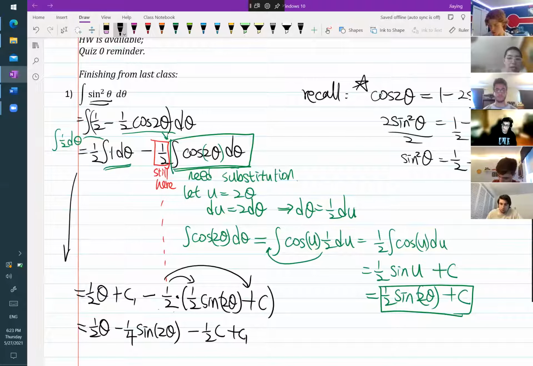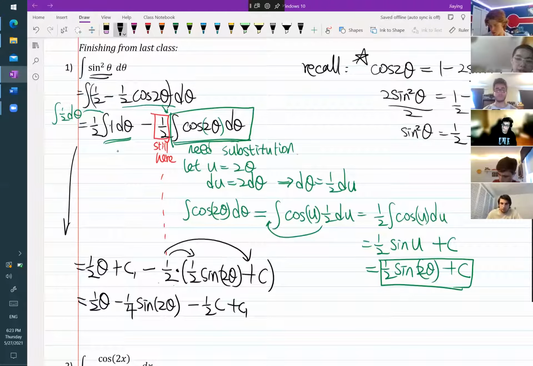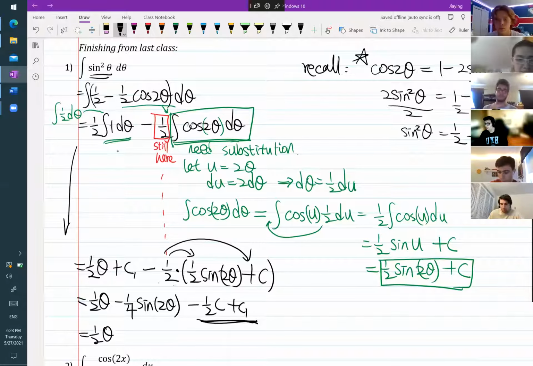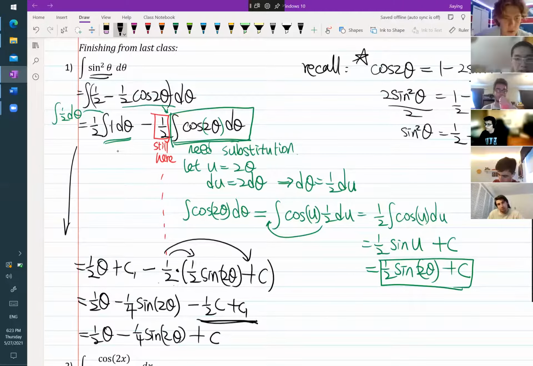Okay. So at this point, I want to show you, it doesn't matter what c and c1 are, right? Those are constants. So if you multiply them with numbers and add them together, you still end up with constants. So we're just going to rewrite these terms with c and c1 as just a constant c. So we just write 1/2 theta minus 1/4 sine 2 theta plus a constant c. Obviously, this c is different from the c we used before, but it's a constant.